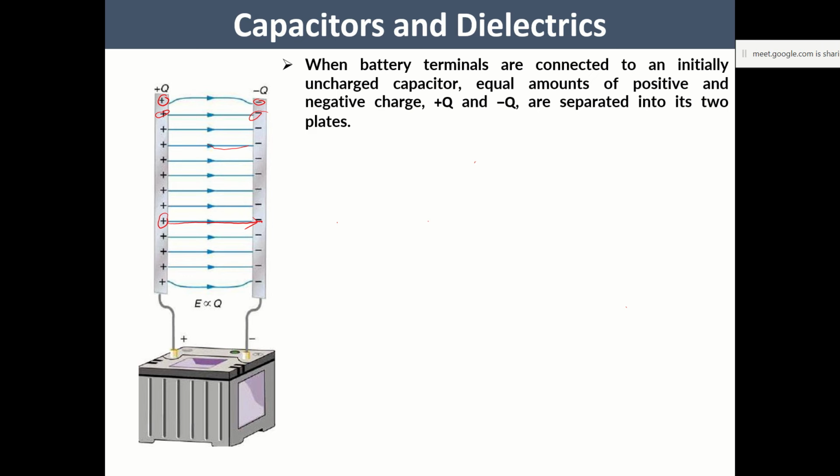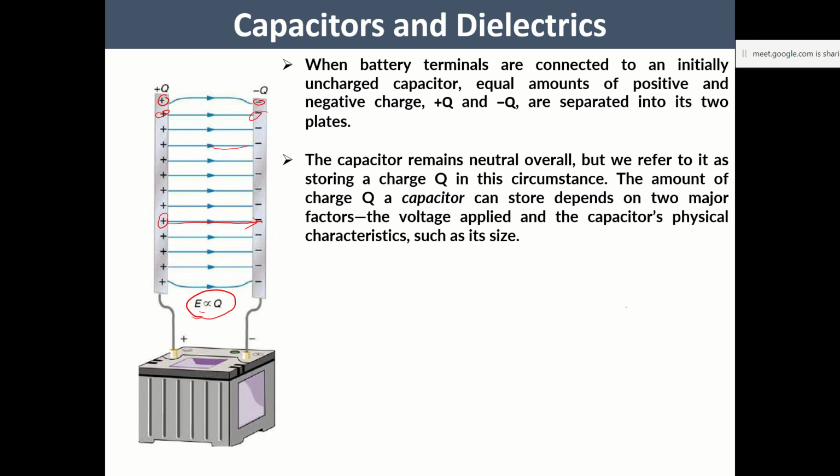So this is how the electric field produced will be proportional to the charge that has been accumulated. Electric field produced is proportional to the charge. The capacitor remains overall neutral, but it has charge Q, that is plus Q and minus Q, both stored on the two different parallel plates.